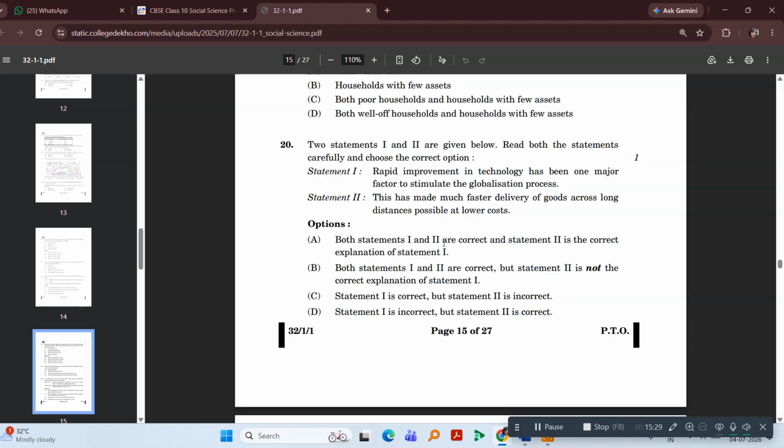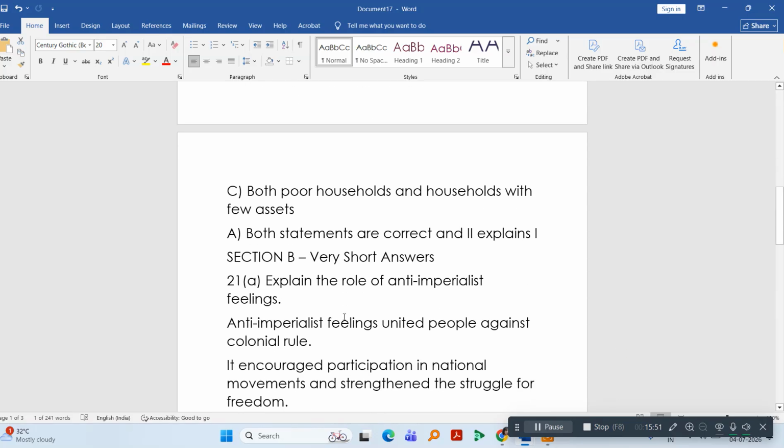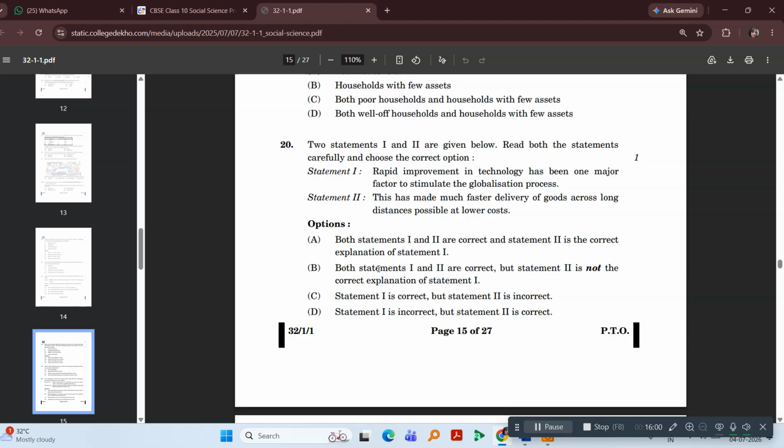Both statements 1 and 2 are correct, and statement 2 is the correct explanation of statement 1. Both statements 1 and 2 are correct, but statement 2 is not the correct explanation of 1. Statement 1 is correct, but statement 2 is incorrect. Statement 1 is incorrect, but statement 2 is incorrect. What could be the correct answer? So both statements are correct. Second explains 1. B is the correct option.